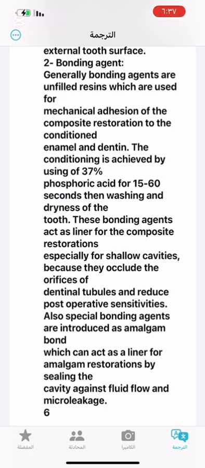These bonding agents act as liner for the composite restorations, especially for shallow cavities, because they occlude the orifices of dentinal tubules and reduce post-operative sensitivities. Also, special bonding agents are introduced as amalgam bond, which can act as a liner for amalgam restorations by sealing the cavity against fluid flow and microleakage.